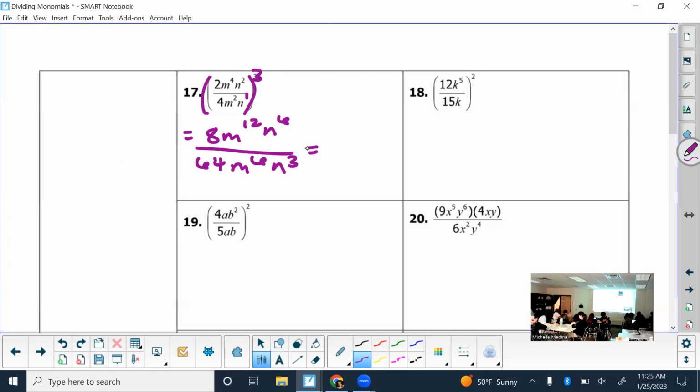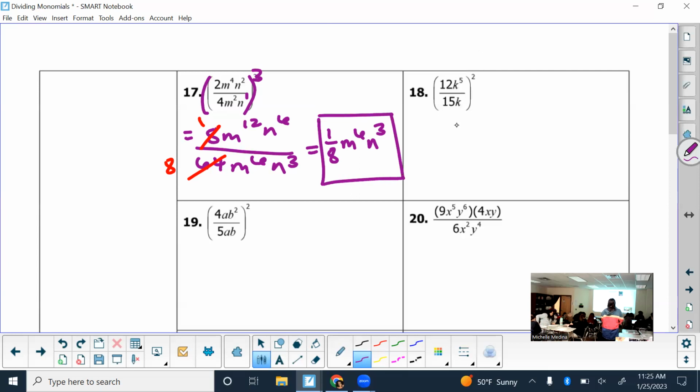Or if you know how to simplify by hand, great. But 8 over 64 simplifies to what? 1/8 is correct, because 8 goes into itself one time, and it goes into 64 how many times? 8. All right, and then you keep going. What do I do with the variables? So the m will be, and the n will be, good.